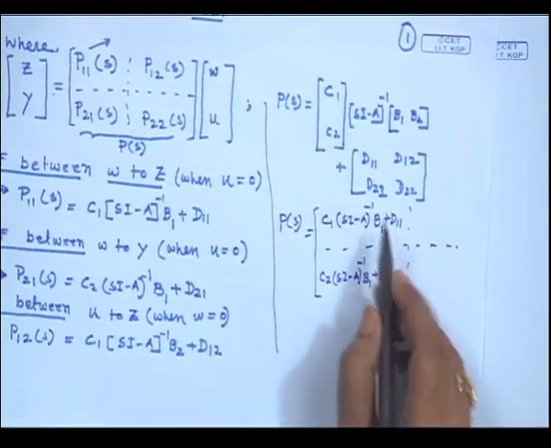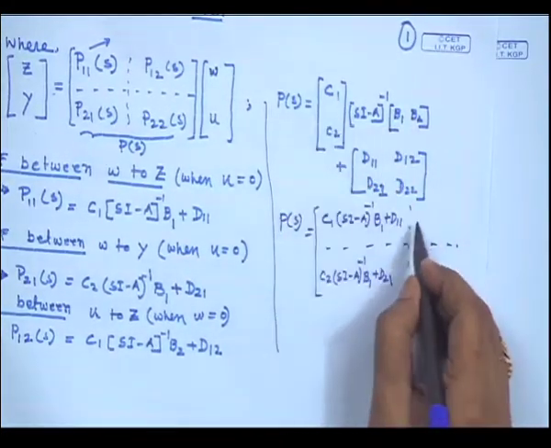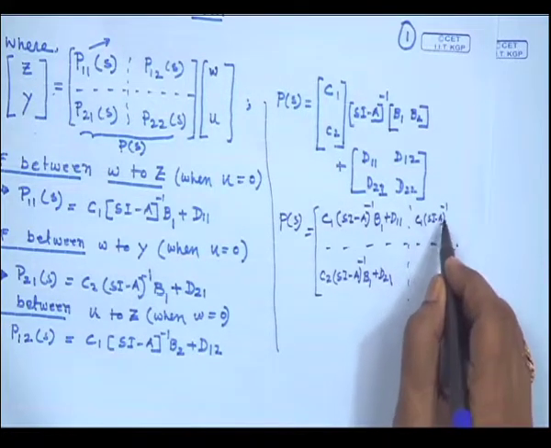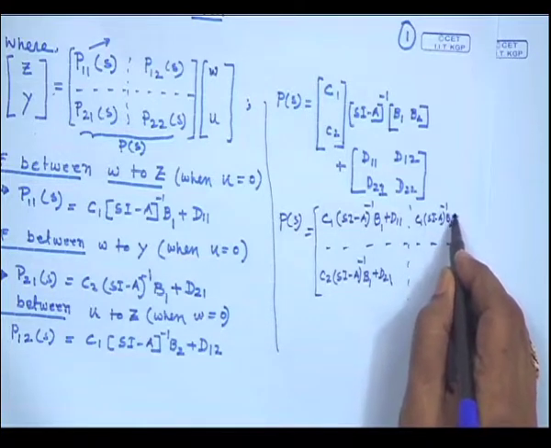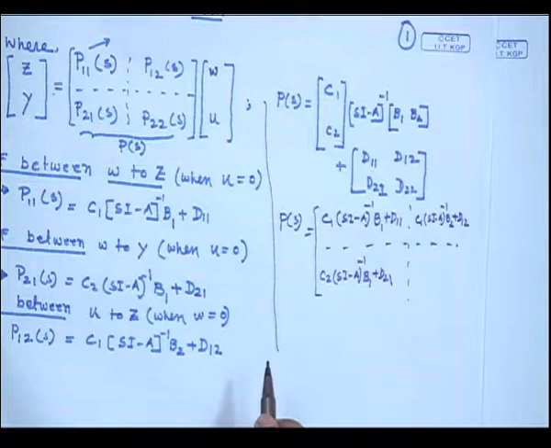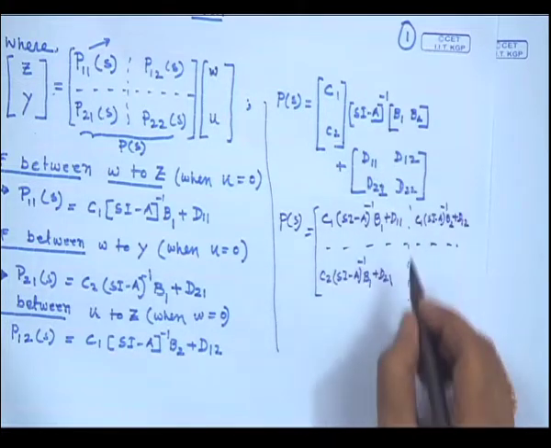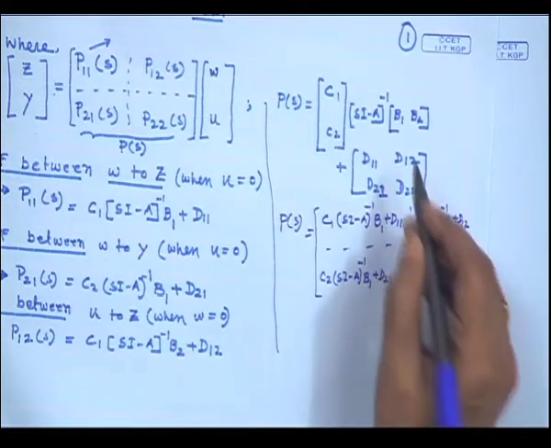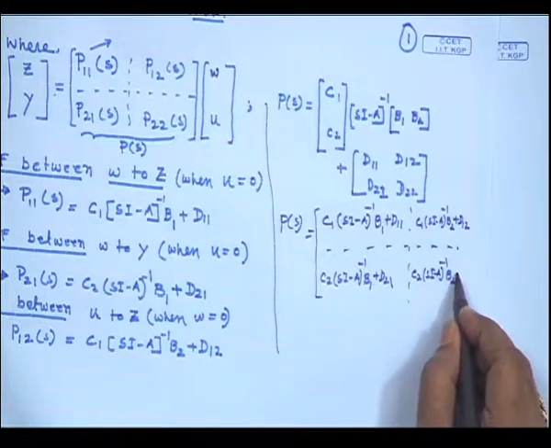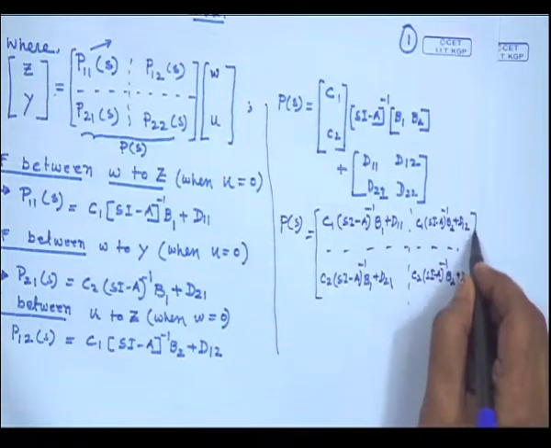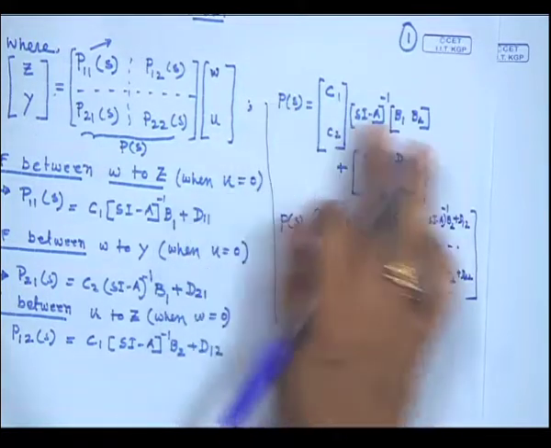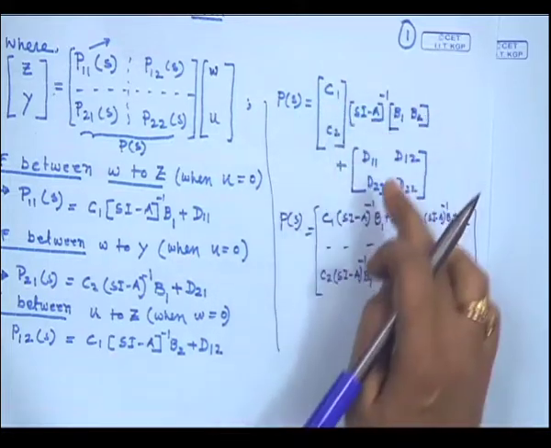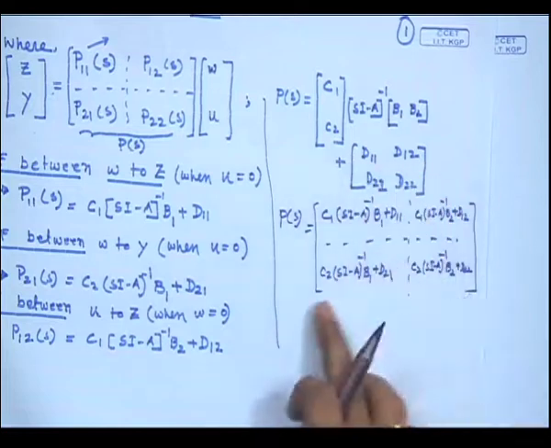What will be this one? Again, in this column, C 1 (s I minus A) inverse B 2 plus D 1 2. Now, in this block, C 2 (s I minus A) inverse B 2 plus D 2 2. Okay. So, this matrix multiplied by this, then multiplied by this, then added to this one, you will get this one.